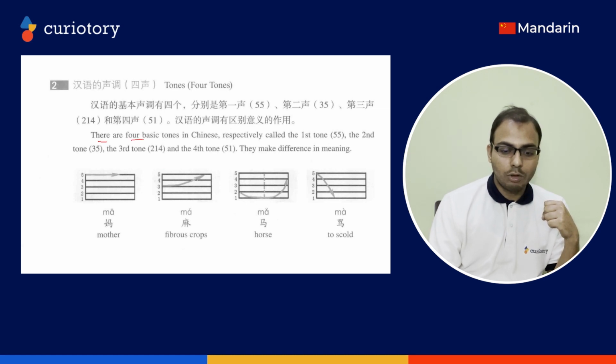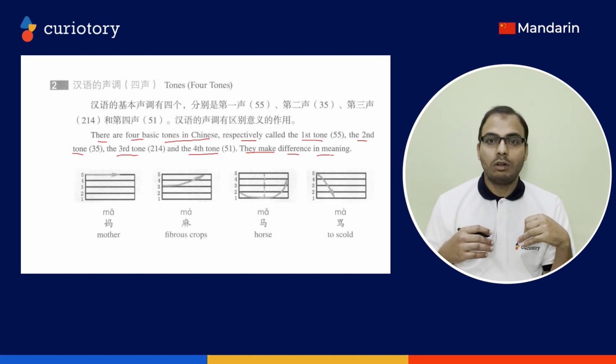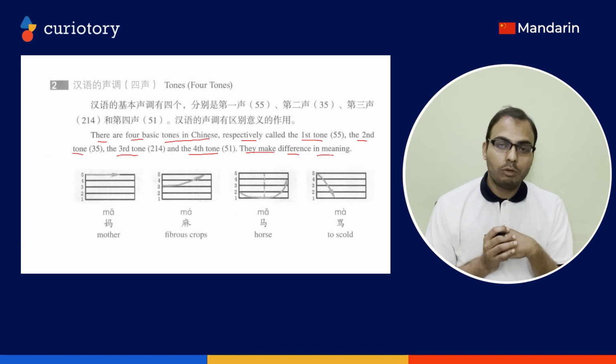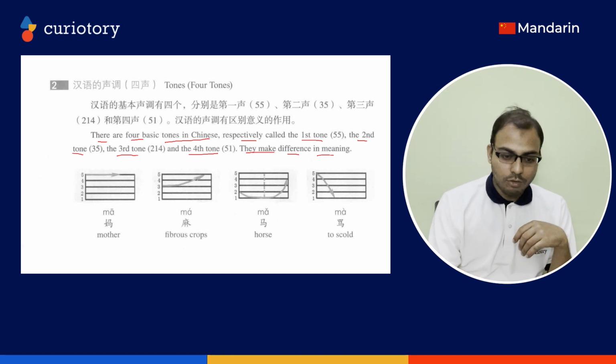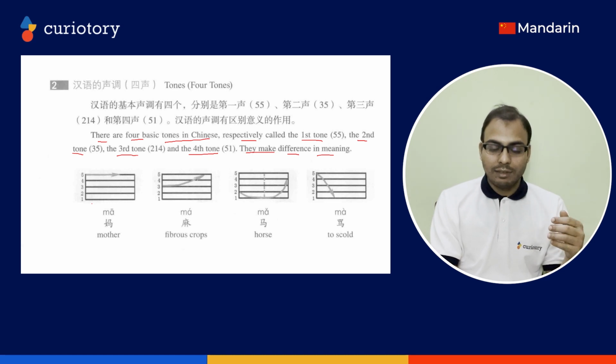There are 4 basic tones in Chinese called the first tone, the second tone, the third tone, and the fourth tone. They make a difference in meaning. So it means Chinese is a tonal language. If you don't obey the tones, a slight change in the tone alters the meaning. So you will have to be careful when pronouncing Chinese syllables. The 5th tone is the neutral tone. We will be learning about it in next lessons.